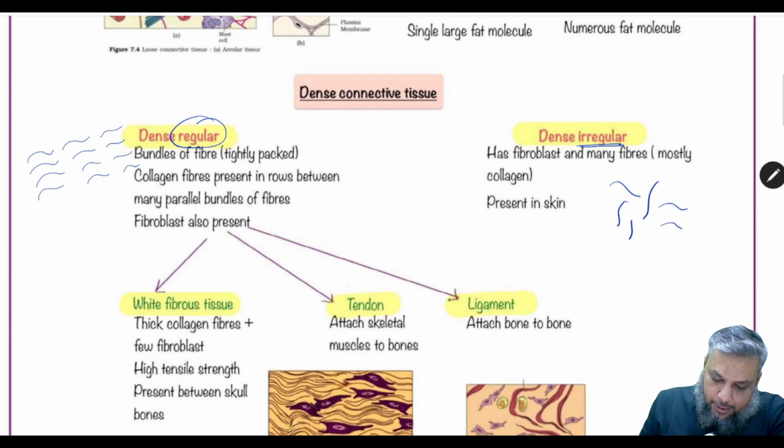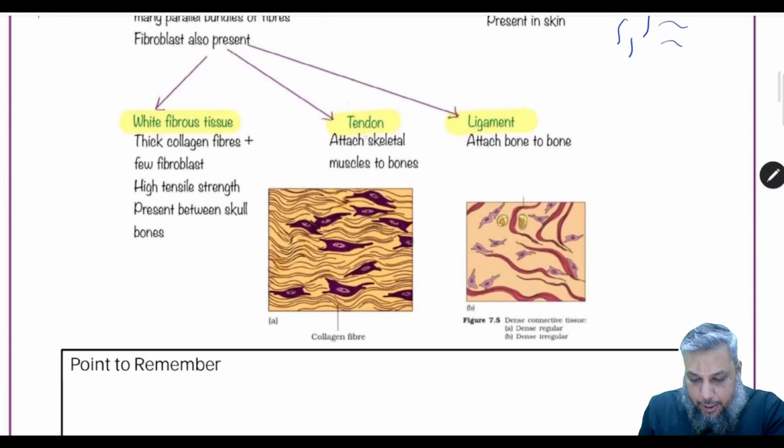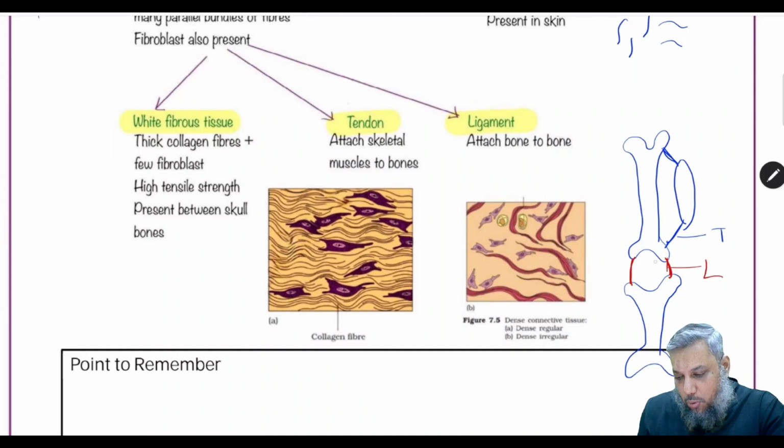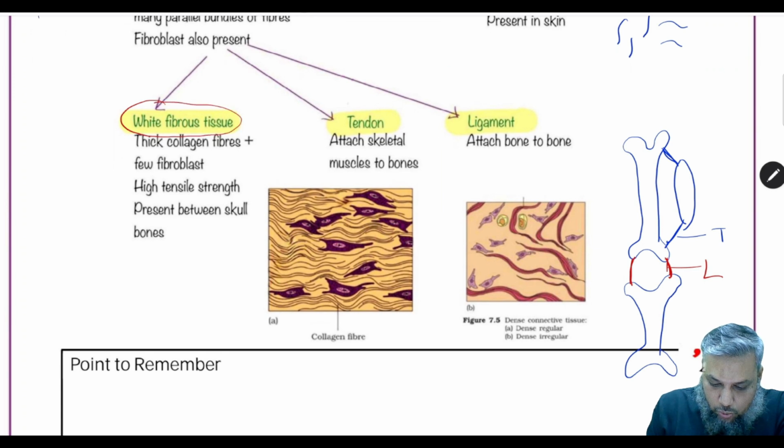Okay. And the dense regular can either be a tendon, where it's that type that attaches the muscle to the bone, that is called as a tendon. The tendon has more amount of white fibers. The second type of the dense regular is a ligament which connects the bone to the bone. Okay, it has more amount of yellow fibers, so it can give more flexibility. The third type, that is the white fibrous tissue. These are the sheets. They're flat.